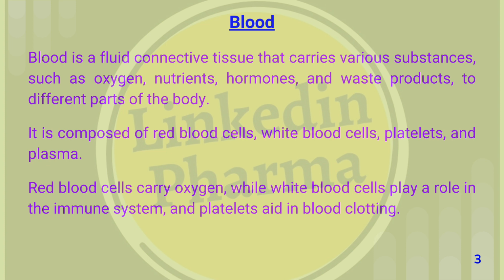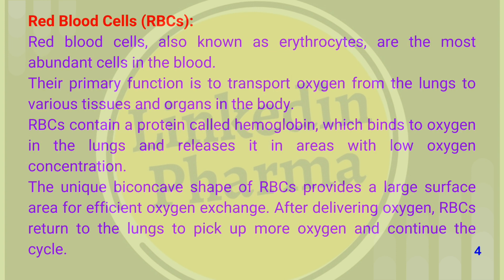Red blood cells carry oxygen, while white blood cells play a role in the immune system, and platelets aid in blood clotting. Red blood cells, RBCs. Red blood cells, also known as erythrocytes, are the most abundant cells in the blood. Their primary function is to transport oxygen from the lungs to various tissues and organs in the body.